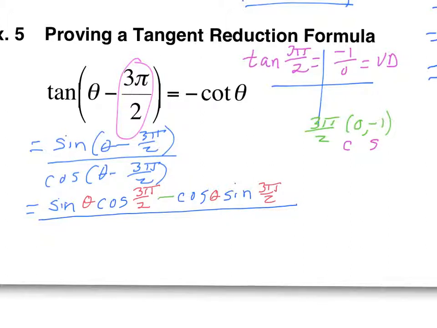So what's the pattern for cosine? Cosine, cosine, sine, sine. So we have cosine of the first, which is theta, cosine of the second, which is 3 pi over 2. Does the sign change or stay the same? It changes. Since it was negative, it becomes positive. And then we're back to switching to sine of the first, which is theta, and sine of the second, which is 3 pi over 2.